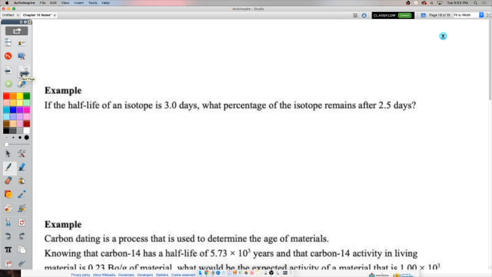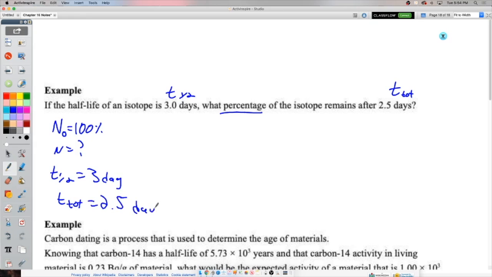If the half-life of an isotope is 3 days, what percentage of the isotope remains after 2.5 days? So that's the total time. So what percentage do we start with? Well, 100%, right? Whatever we start with, we're starting with 100% of it. It's up to us. So even just thinking ahead, make predictions. That will help you be more confident in your work.